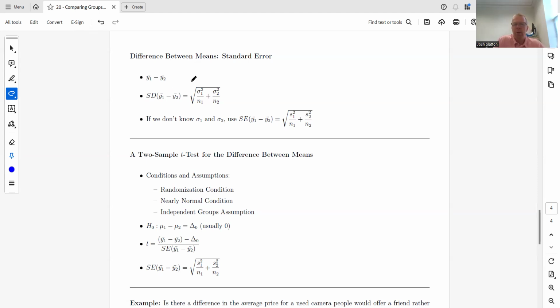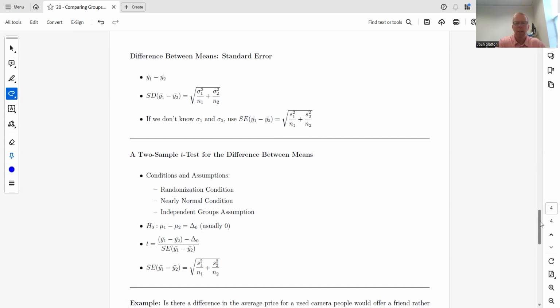You can see the standard deviation formula for the difference is similarly set up to when we did the proportions. It's essentially finding the standard deviation for one proportion, adding it to the other proportion, except this time we're looking at means. So we have sigma squared divided by n, sigma squared divided by n. Add those together, take the square root. And if we don't know what the population standard deviations are, then we will use the sample standard deviations, with the same square root of the sum.